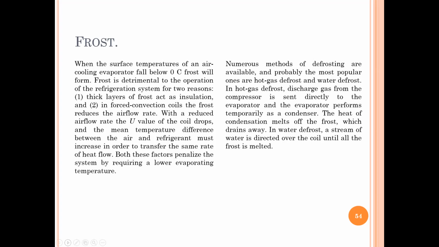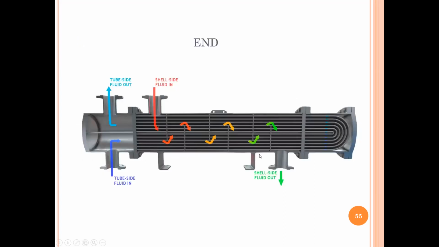In hot gas defrost, discharge gas from the compressor is sent directly to the evaporator and the evaporator performs temporarily as a condenser. The heat of condensation melts off the frost, which drains away. In water defrost, a stream of water is directed over the coil until all the frost is melted. Okay? So that is our topic on condenser and evaporator.